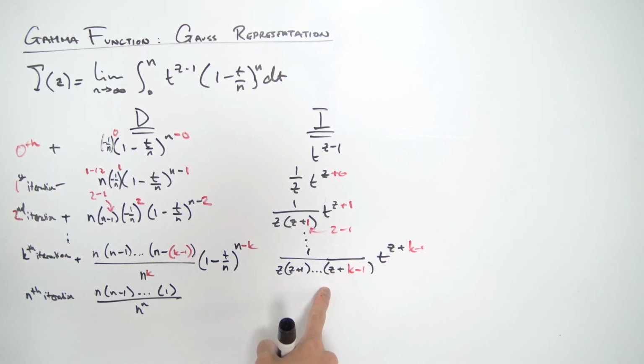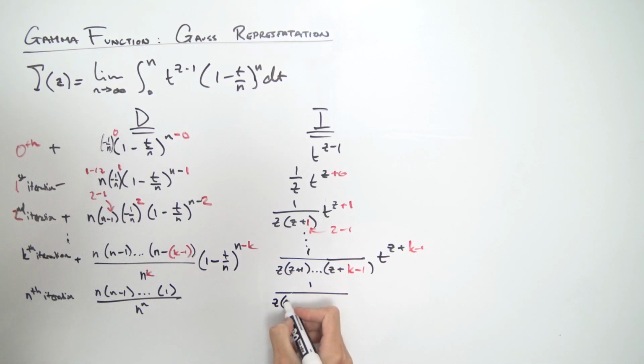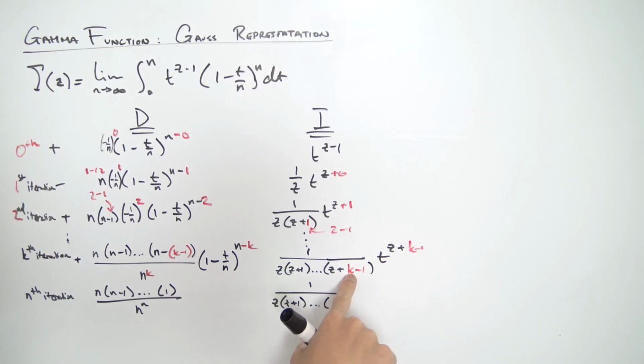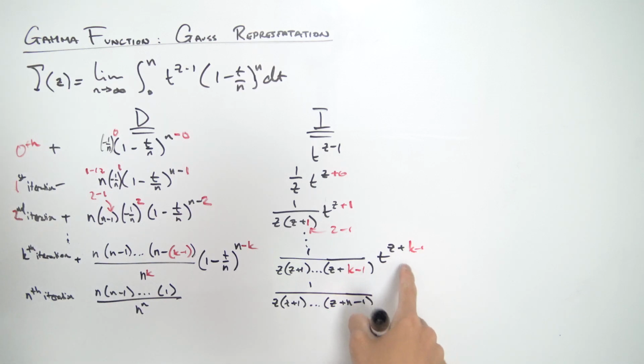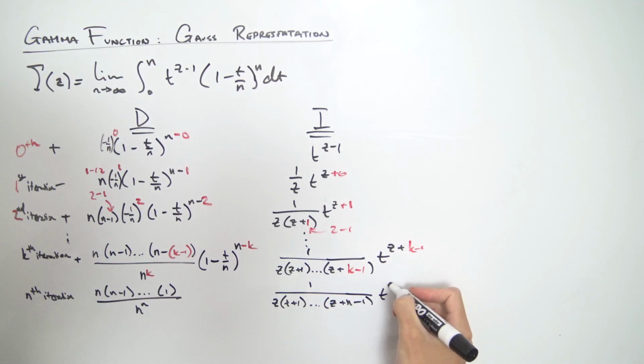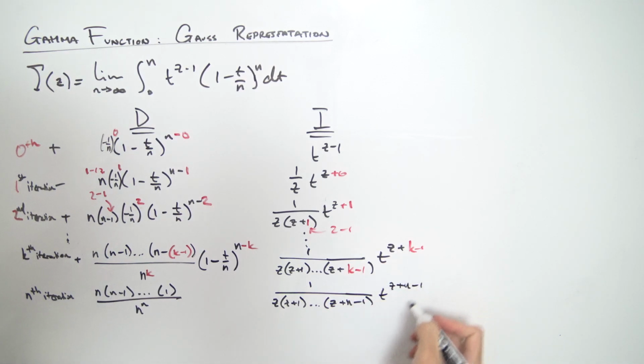And on the integration side, what are we going to get? Well, we're going to get 1 over z plus 1, dot dot dot, all the way up until z plus, now we're plugging n into this k, so we have z plus n minus 1. And as for this power, we have t to the z plus n minus 1 as well.